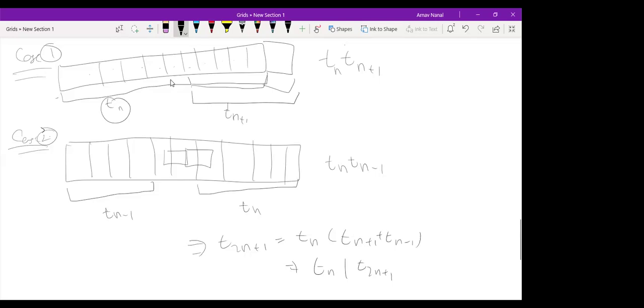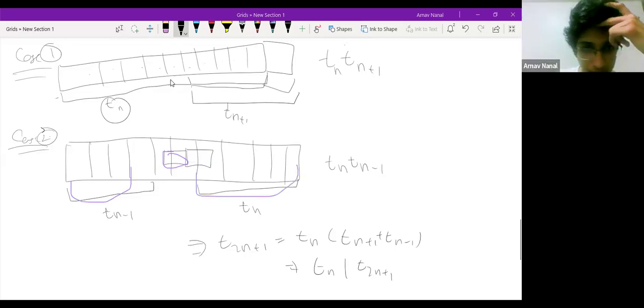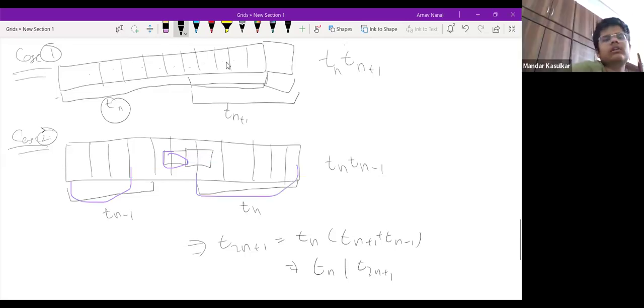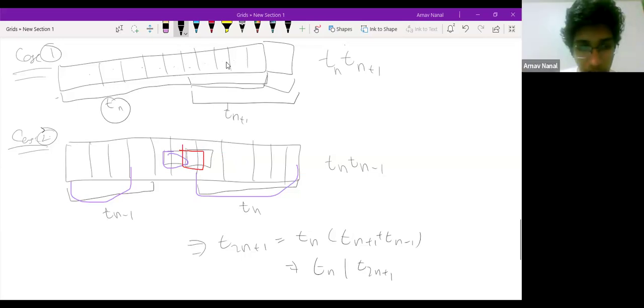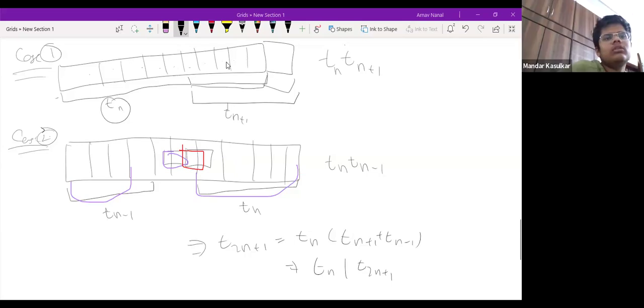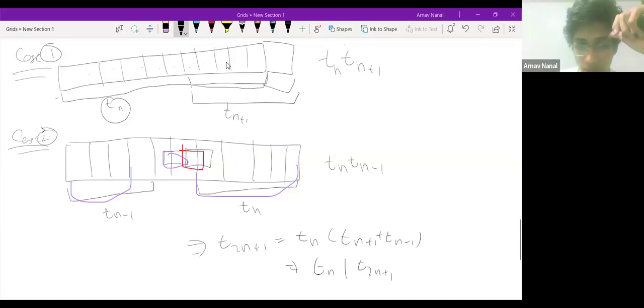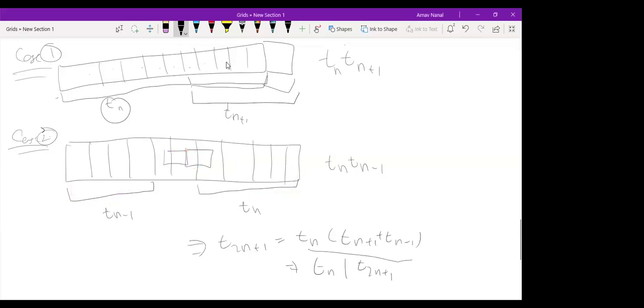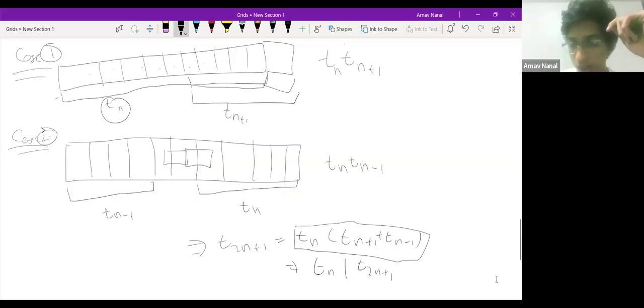If it's over here, then we get Tn minus 1 from here and T of n from here. But that counting is covered in the previous case. The red thing is already covered in the first case, right? Yeah, because the domino already comes in Tn plus 1. Yes, yes, my bad.